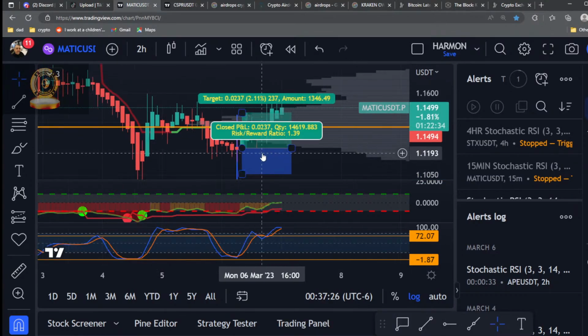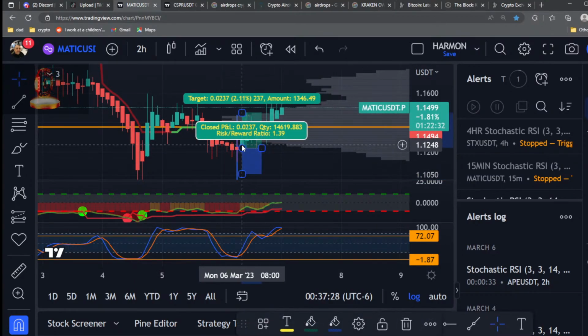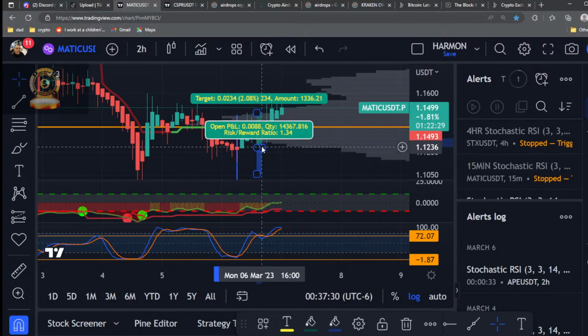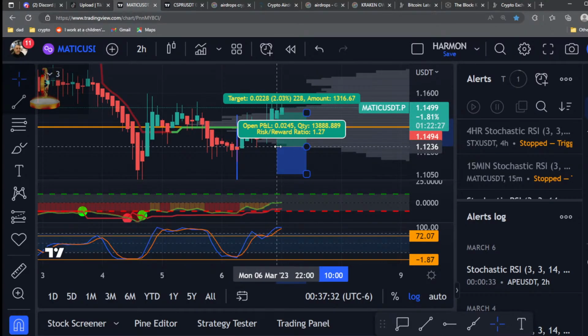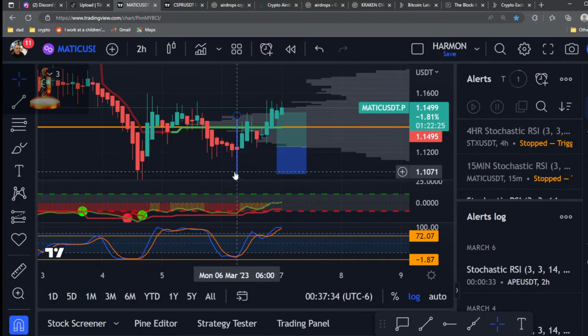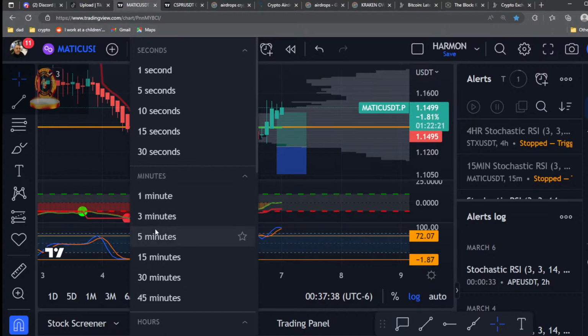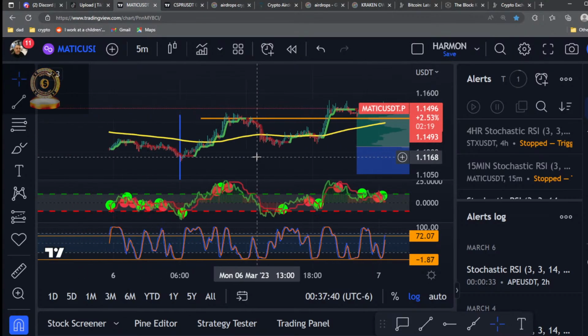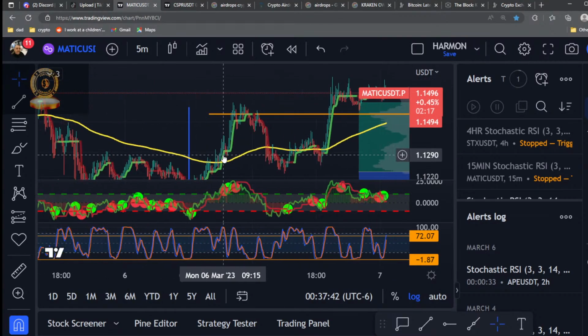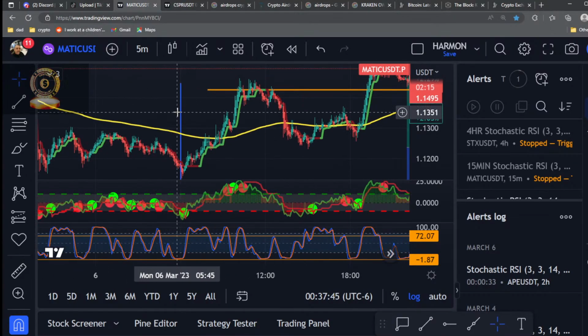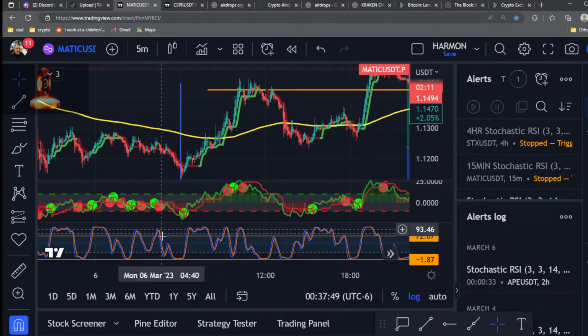Now, let's go look at this and analyze this particular trade based on the 5 minute, right? So here you go. Here's the trade. The RSI bounces. Now let's go take a look at the 5 minute. Here we go. Boom. Here's the RSI bounce. The 5 minute RSI bounces, right?